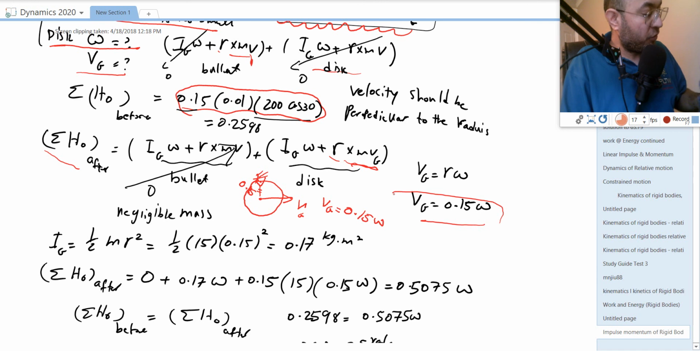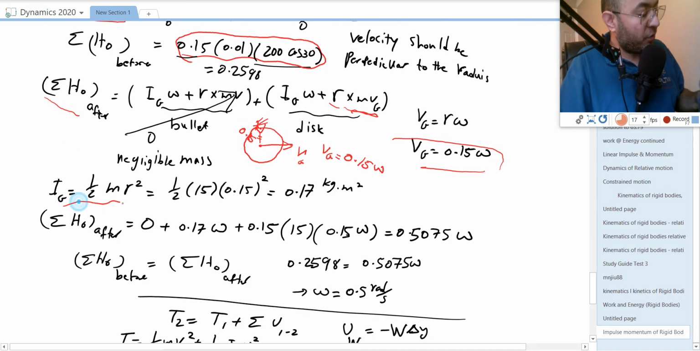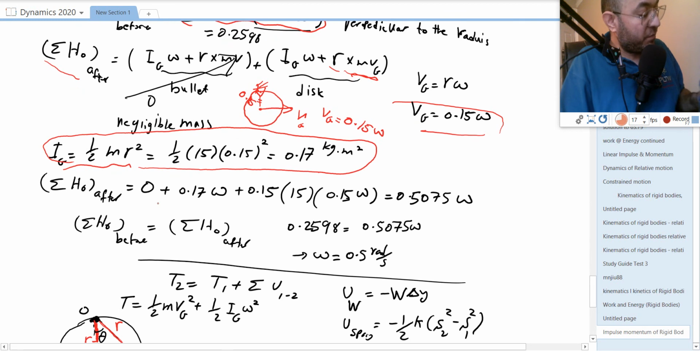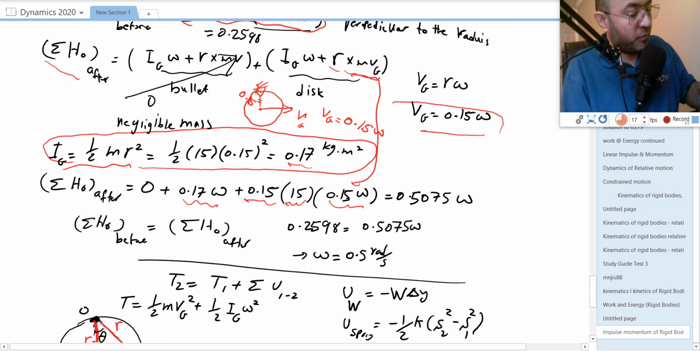Now let's put the equation for that. We know Ig is half of mr square for a disk, so you can calculate the moment of inertia for the disk. HO after will be 0 for the bullet plus 0.17 omega, and this is coming from Ig omega. We already know Ig is 1.7 times omega, plus R cross with mv. So R is 0.15, m is 15, and instead of Vg we simply put 0.15 omega. So we found the equation in terms of omega.